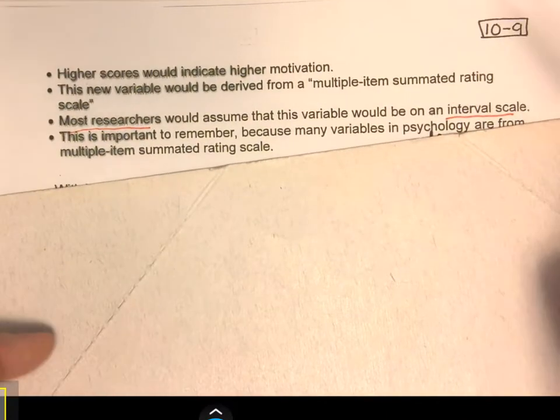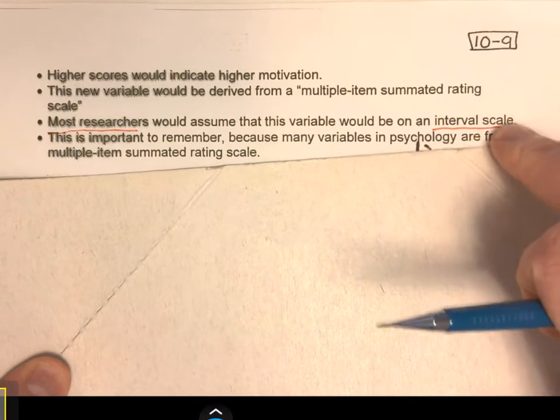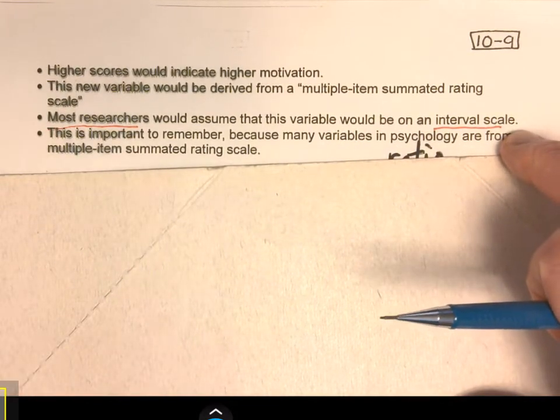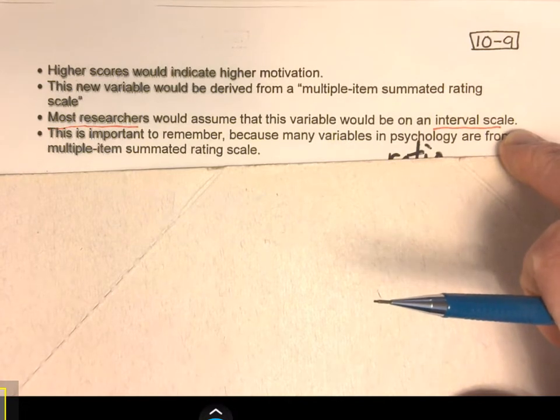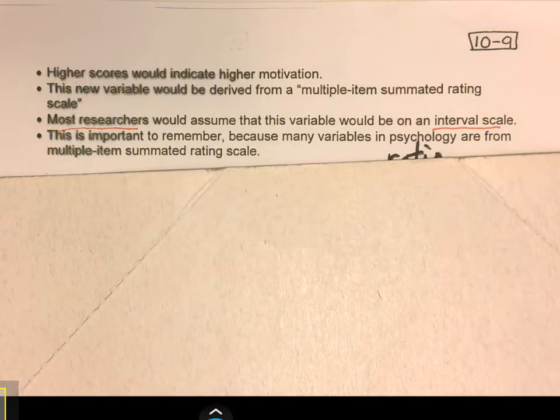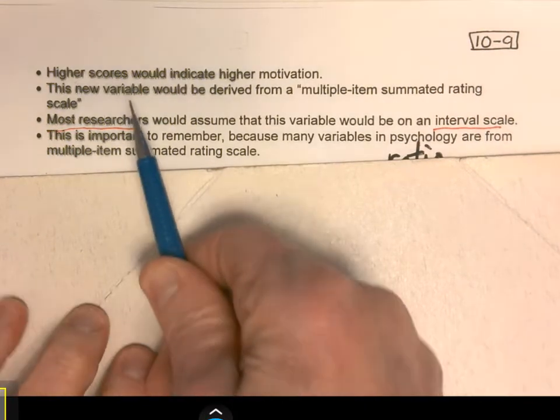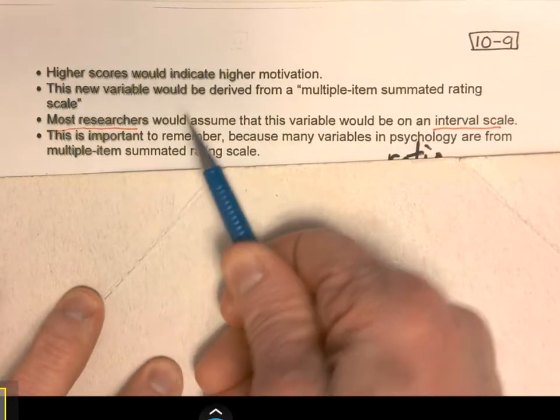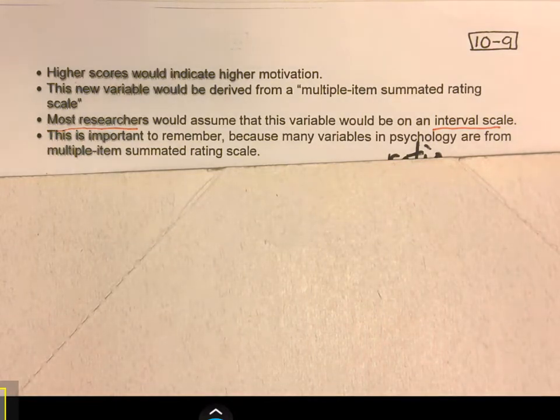I'm on page 10-9. For a given subject, you added together the numbers that she circled, divided by 4. For a given subject, you have a score that's going to range anywhere from 1 to 5. The scores could have in-between values like 1.25, 3.75, and so forth. With this variable, higher scores do indicate higher motivation. This new variable would be derived from a multiple item summated rating scale. Most researchers would assume that this variable is now on an interval scale of measurement.